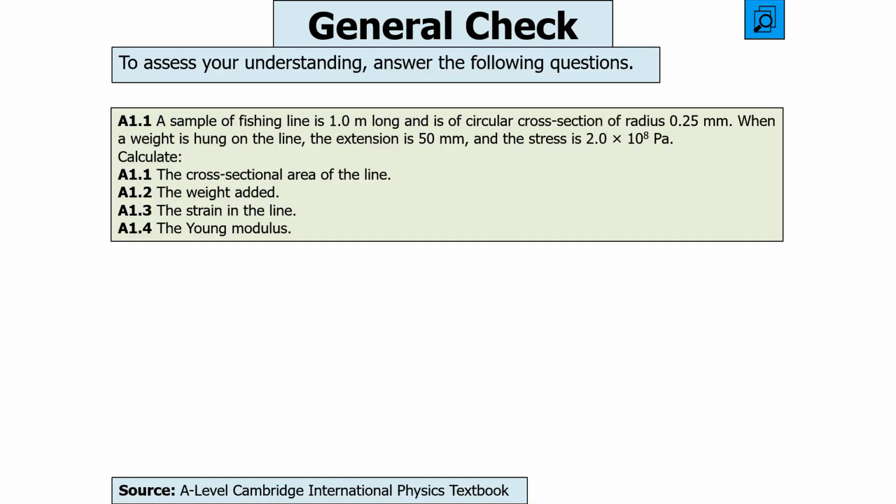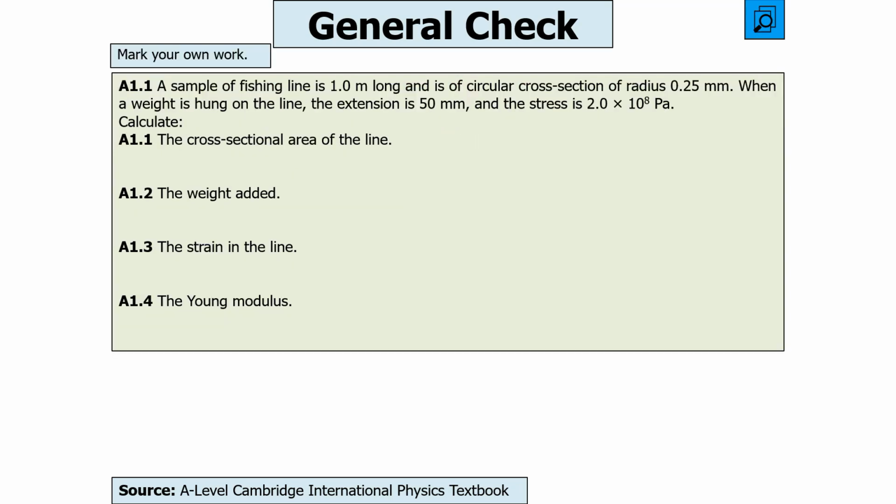The next question says, a sample of fishing line is 1.0 meters long and has a cross-sectional area of radius 0.25 millimeters and is circular. When a weight is hung on the line, the extension is 50 millimeters and the stress is 2 times 10 to the 8 pascals. Calculate the cross-sectional area of the line, the weight added, the strain in the line, and then the Young modulus. So pause the video now, then unpause the video when you want to go through your answer.